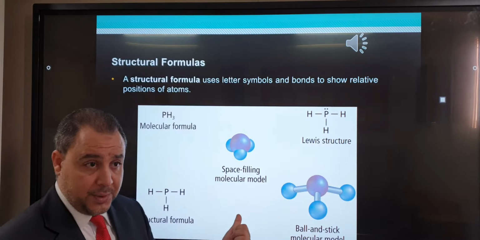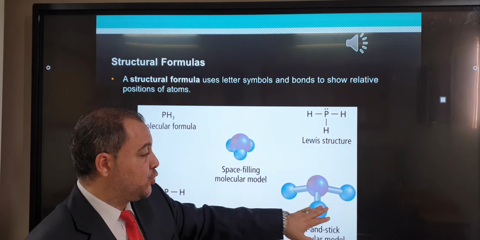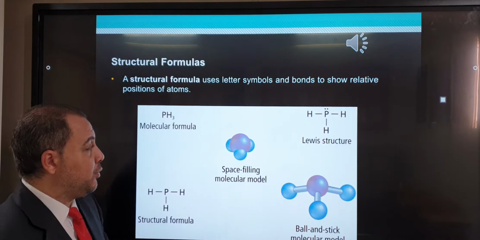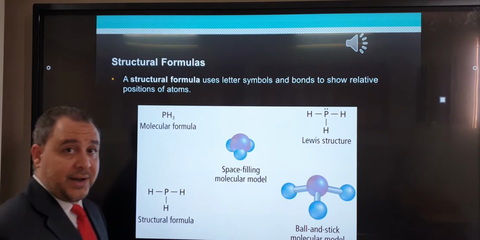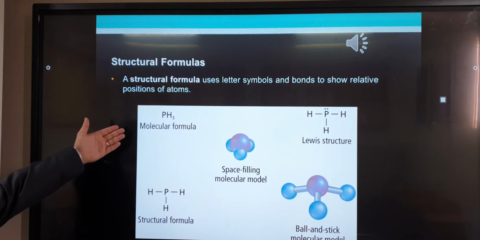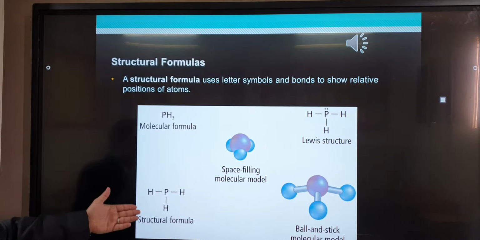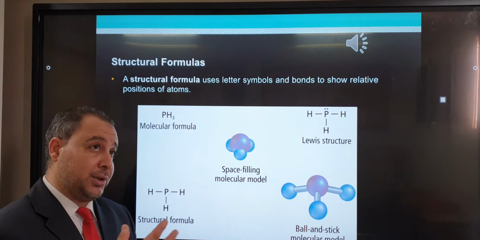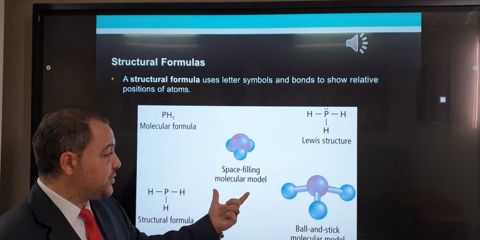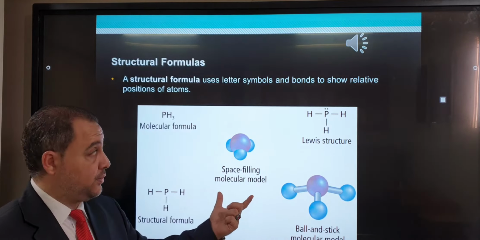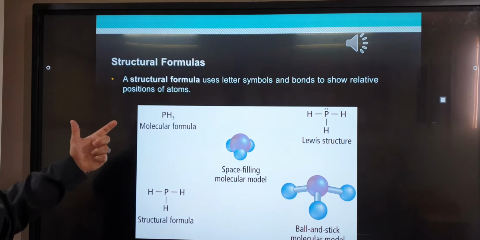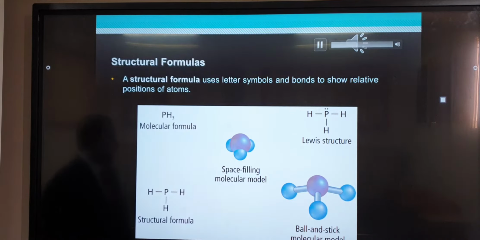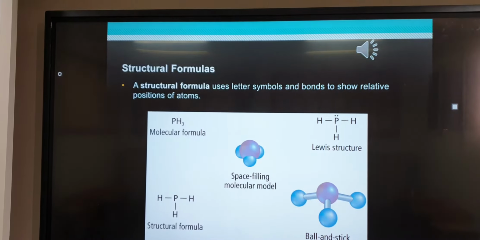Determine the phosphorus atom joined between 3 hydrogen atoms, and this structure, and the space filling molecular model. This is the space filling molecular structure. So it's the molecular formula and structure formula, Lewis structure, and ball and stick molecular model that we can make of PH3, and the space filling molecular model. Understand? So what does a structural formula use? Again, a structural formula uses letter symbols and bonds to show relative positions of atoms.